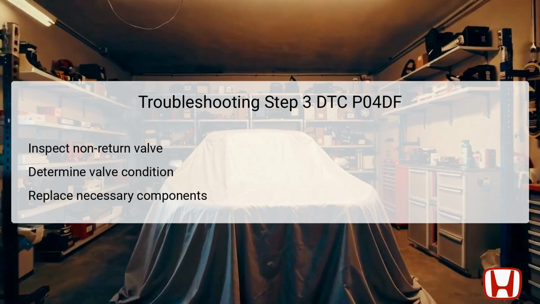If the non-return valve is determined to be in good condition, the next step is to consider the replacement of the EVAP canister vent shut valve, as it could be contributing to the high purge flow. Conversely, if the valve is found to be defective, it should be replaced immediately to restore correct system operation. Accurate diagnosis at this stage is vital in preventing unnecessary replacements and ensuring that the root cause of the issue is addressed promptly.